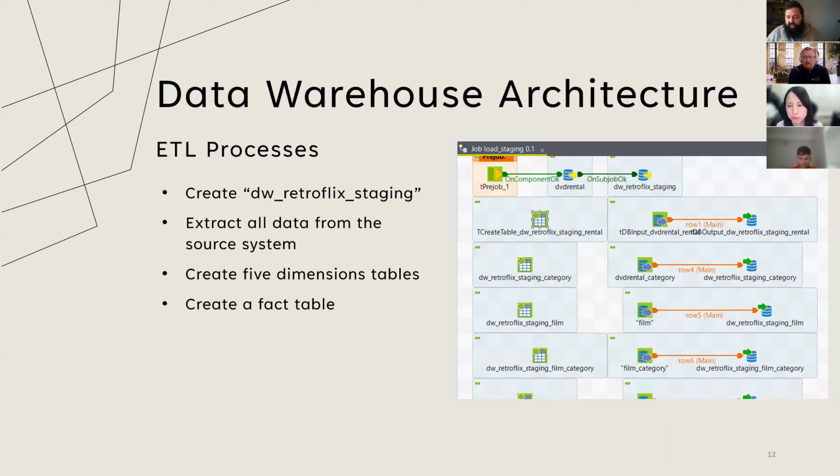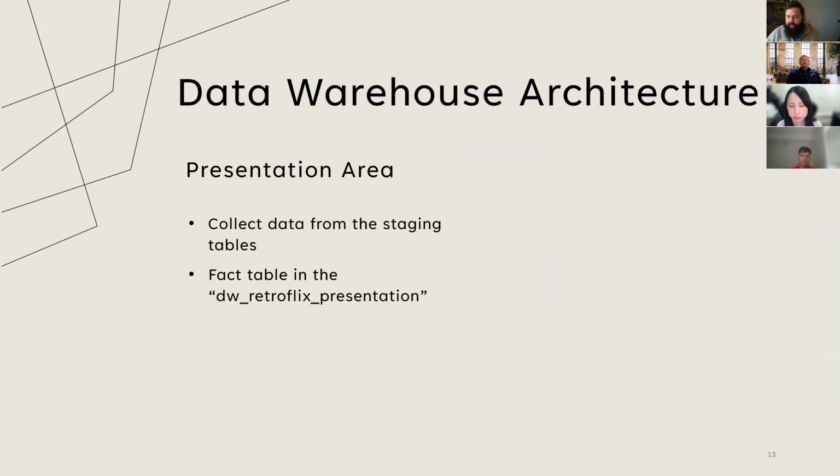The final step is we create the fact table. This is done again by pulling information from the staging area, but also mapping to the presentation area dimensions in order to get those dimensional keys that will be used in that fact table. And so that is how we go about generating that.